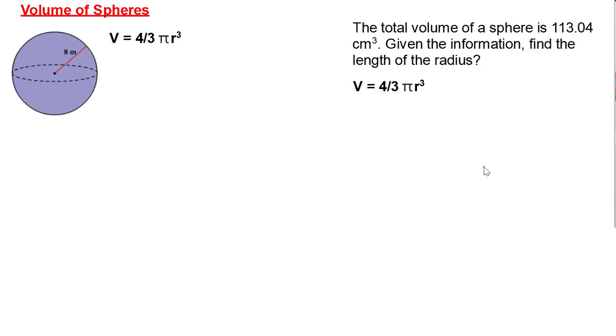Okay, so we're going to move on to our last figure of this unit. It's going to be spheres. Now, as you can clearly see from the formula, spheres are completely different from everything else that we've done thus far. So the radius here is actually going to be cubed as opposed to squared. It's very important to keep that in mind. Also, we don't have any other measurements that we have to worry about besides the radius.